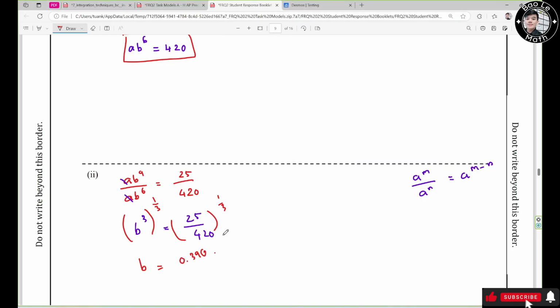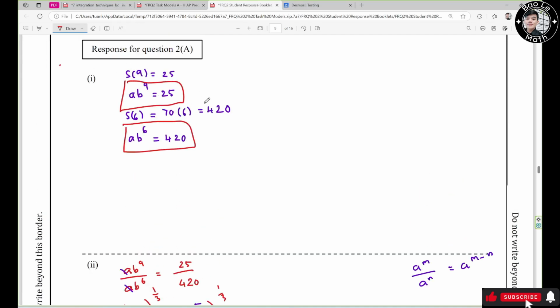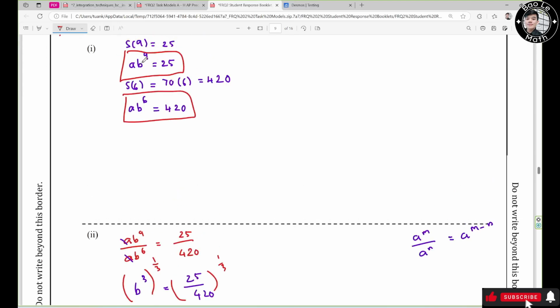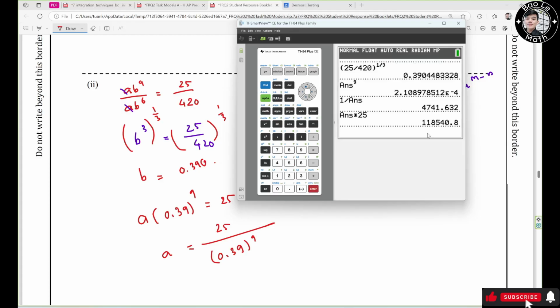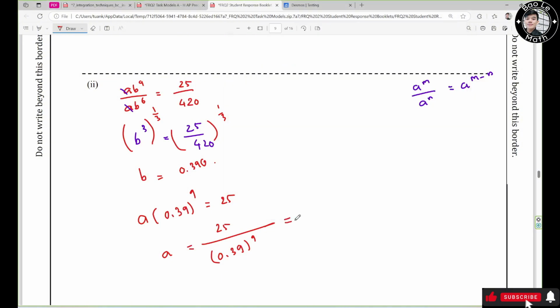Now I need to substitute 0.39 for b into one of the equations right here. So I'm going to use the first one, a times b power of 9 equals 25. So I have a times 0.39 power of 9 equals 25. So a equals 25 divided by 0.39 power of 9. So the answer is 118,540.8.